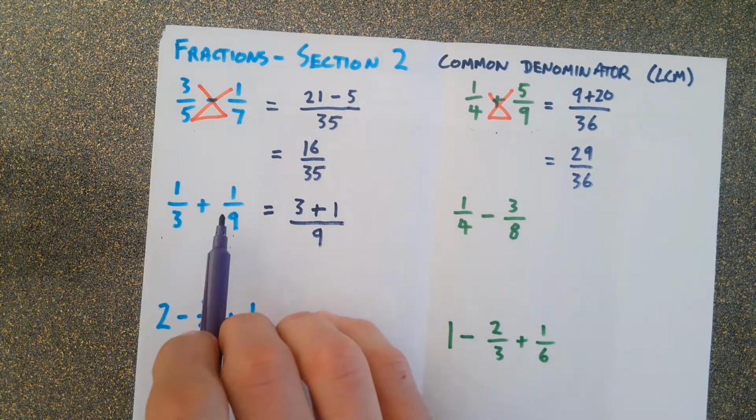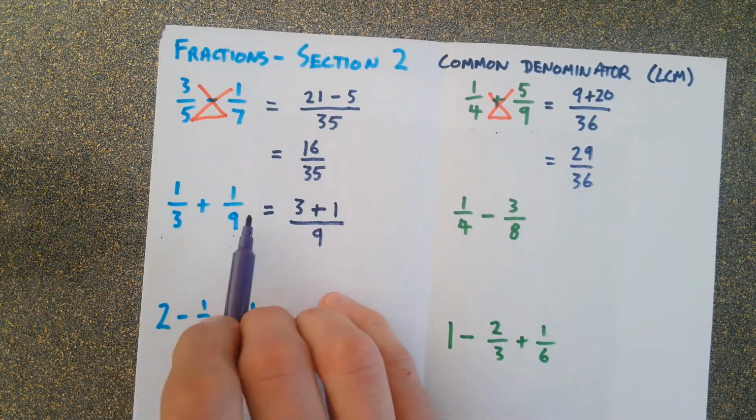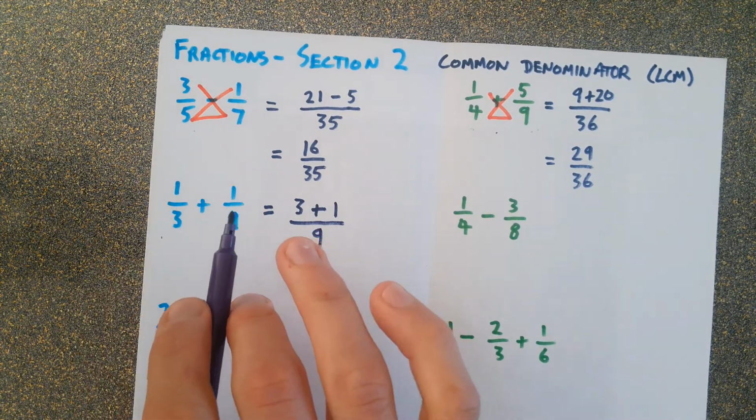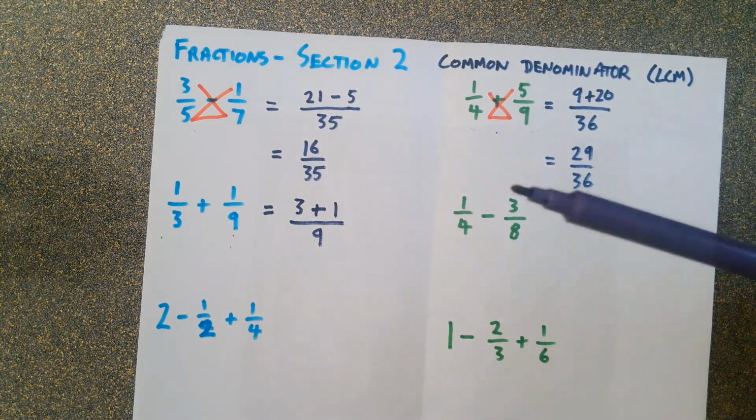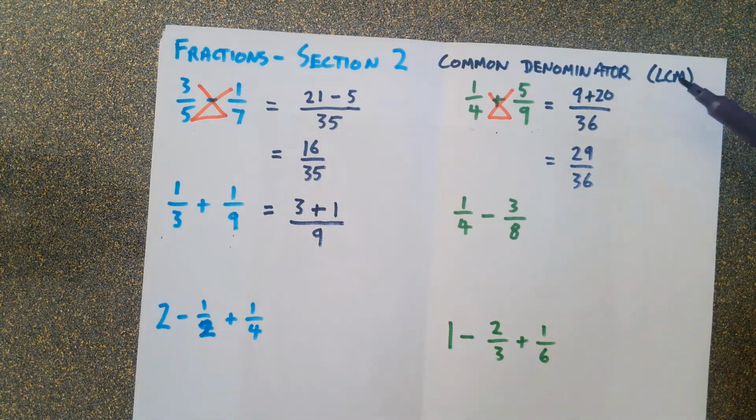If you do it this way, you end up multiplying these together, so you end up with your fraction out of 27. And I know 27 isn't the biggest number in the world, but it can lead to some horrible numbers, and more importantly, to some horrible algebra later on, when you do the algebraic fractions. So be thinking about what is the common denominator, what is the LCM.